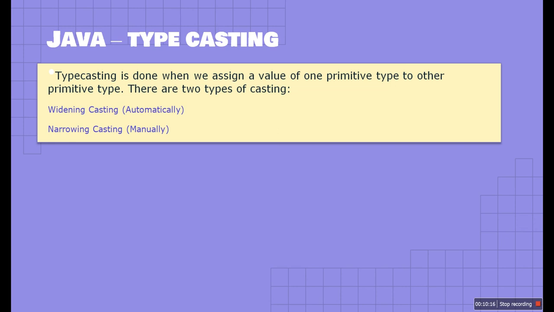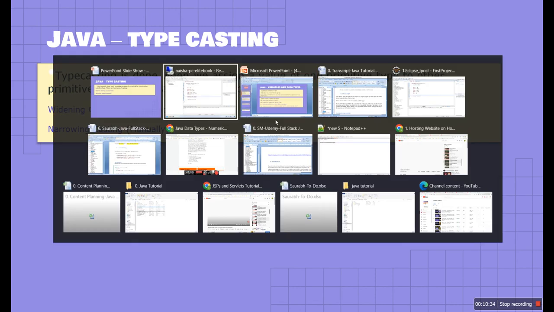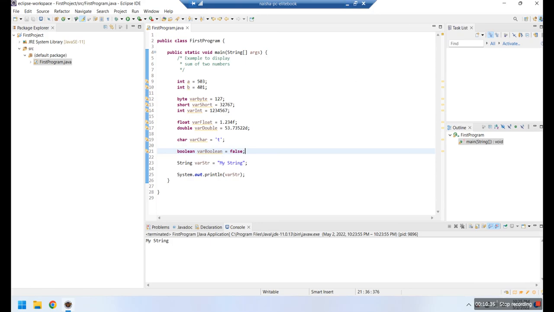Typecasting is done when we assign a value from one primitive data type to another primitive type. So there are two types of casting: widening casting, which happens automatically, and narrowing casting, which is done manually. So what do we mean by widening? When we move from a smaller data type to a larger data type, Java knows that the larger data type can easily accommodate the smaller number, so it automatically does the casting.